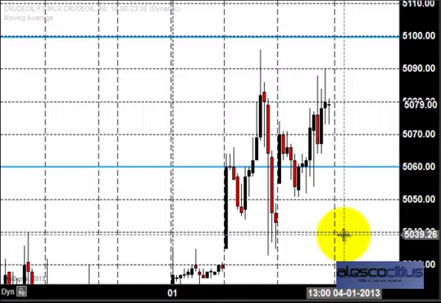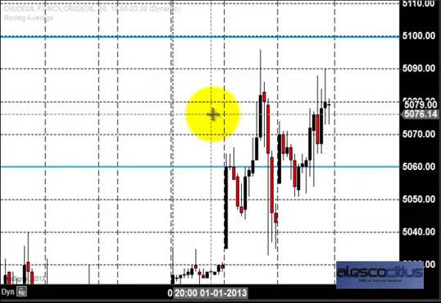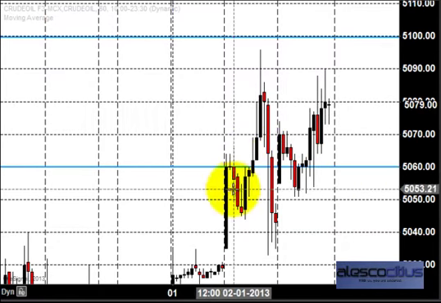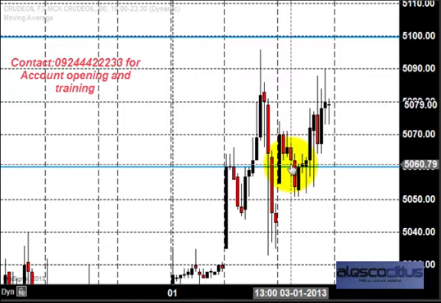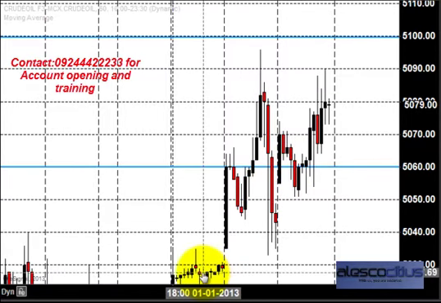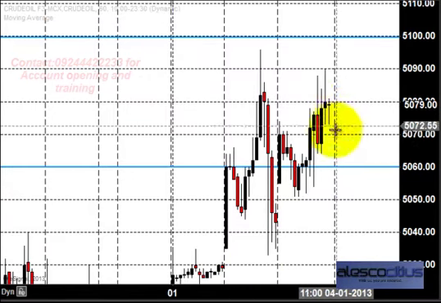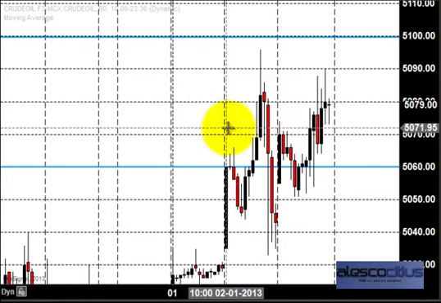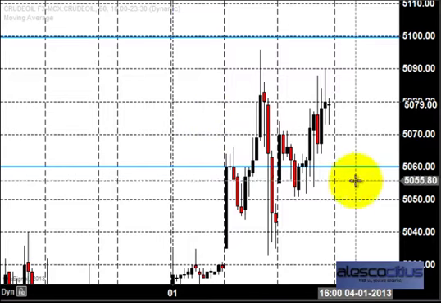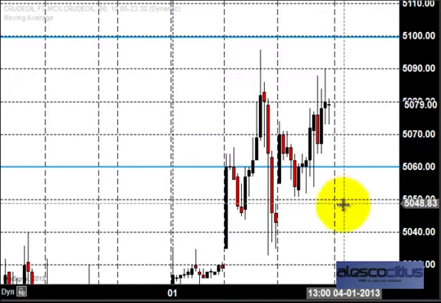The chart which you are viewing is a 1 hour chart. That means a single candlestick here represents 1 hour. Whenever I place the cursor on any particular candlestick, you can see the date and time below. These vertical dotted lines indicate the price opening and closing for the respective days. Now let us see what happened yesterday.